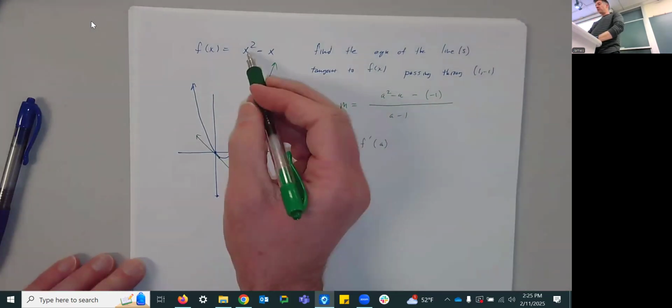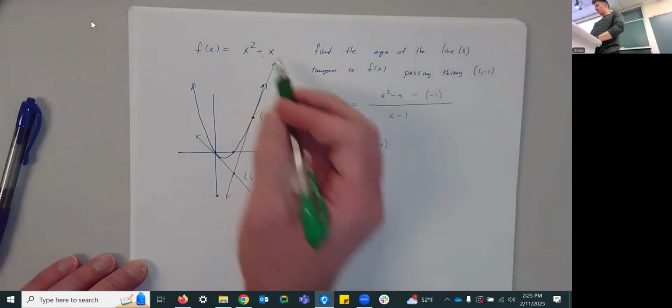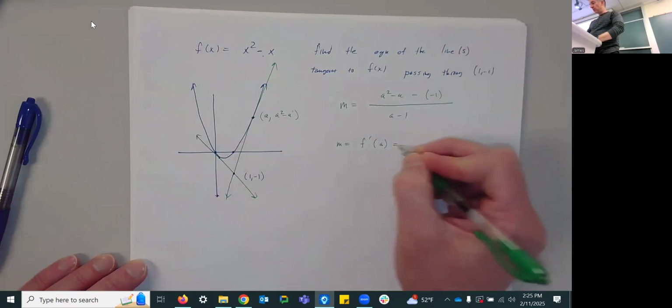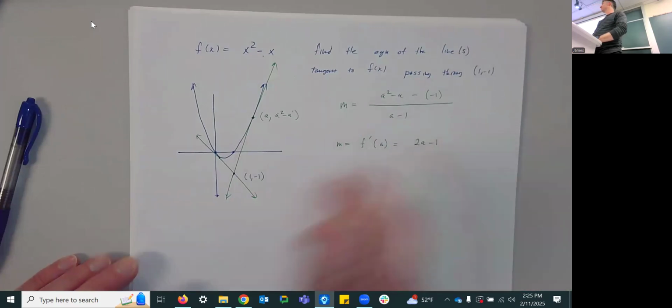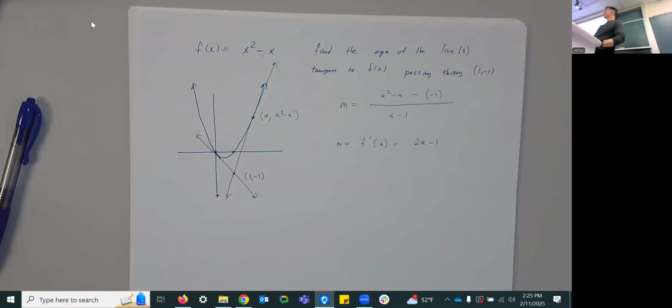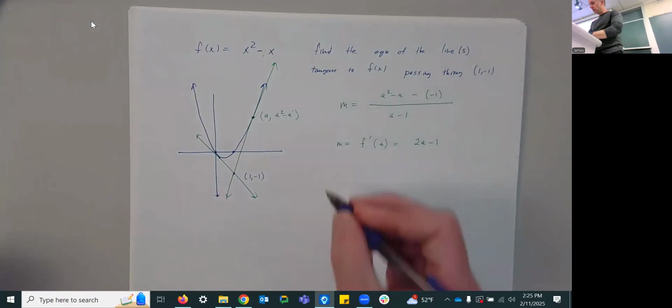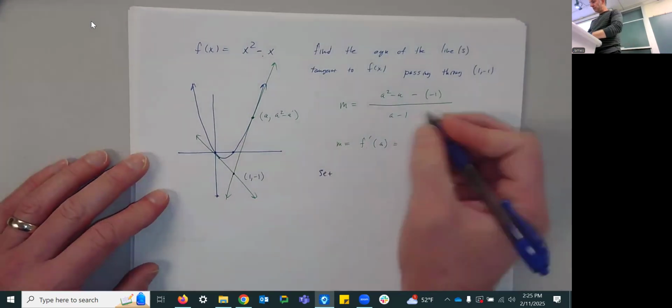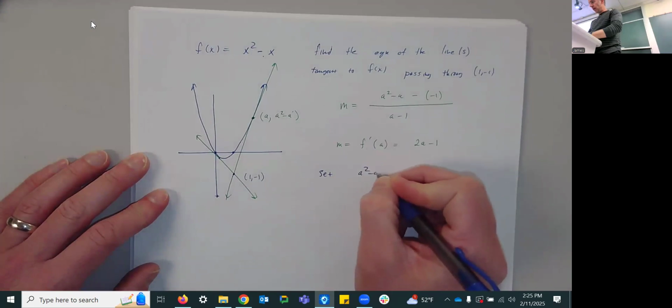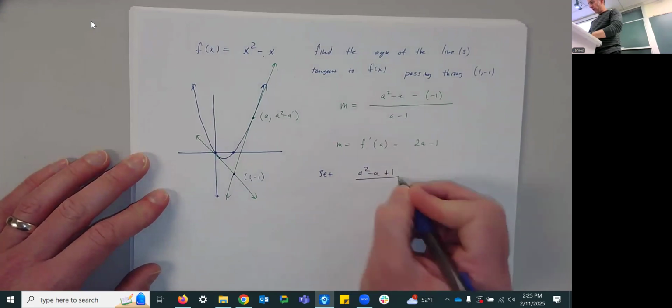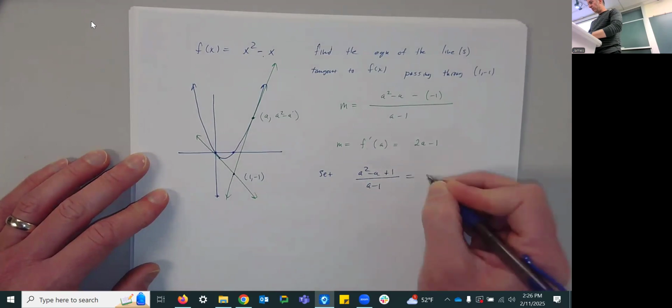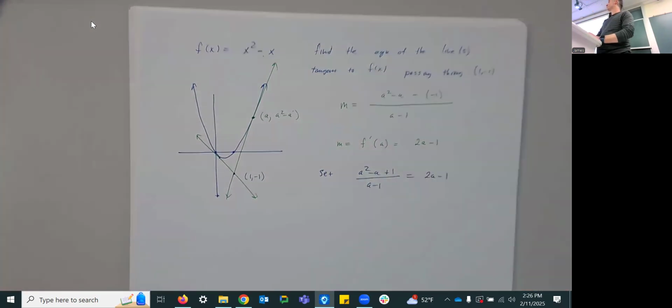Well, the derivative is 2x minus 1. So the derivative at a is going to be 2a minus 1. And then, since these slopes have to be the same, we're going to set them equal to each other. So we're going to set this a squared minus a plus 1 over a minus 1 equal to 2a minus 1.